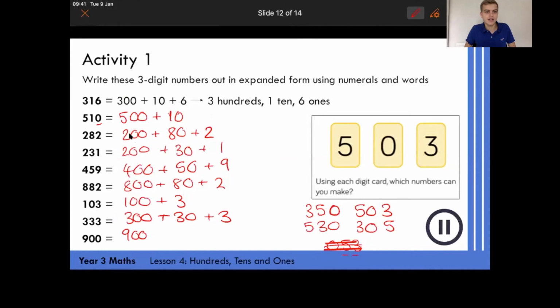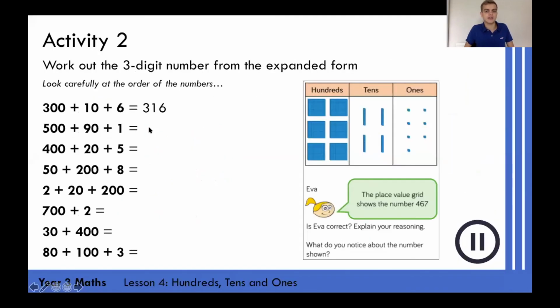Now, let's have a look then at our second activity today. We're going to do it the other way around now. So I have written the numbers out in expanded form, and I want you to work out what number I have made. So here I've got 300, add 10, add 6. So in this number, I know I need 3 hundreds, 1 ten, 6 ones. So the answer is 316.